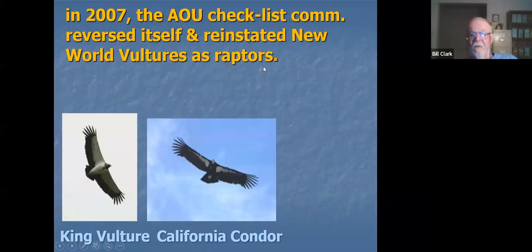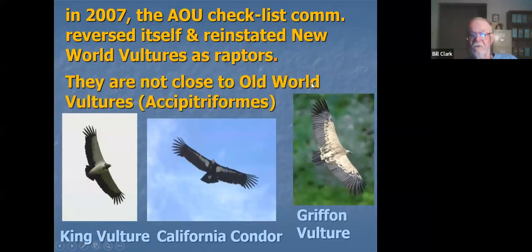So again, they reversed the decision and restored them as raptors, but they're not close to the Old World vultures, which are in the Accipitriformes. They're closer to eagles and kites, etc. Whereas the king vulture, the California condor, turkey vulture, and black vulture are different.